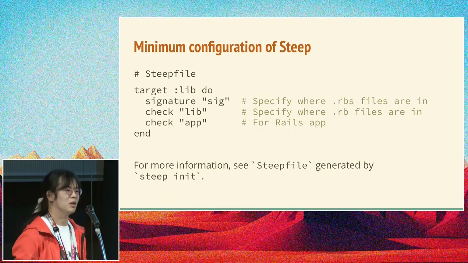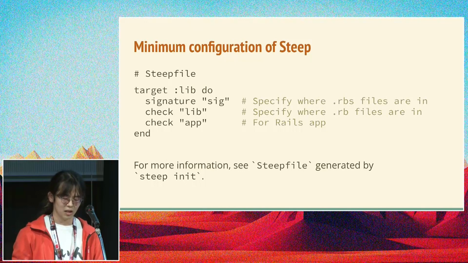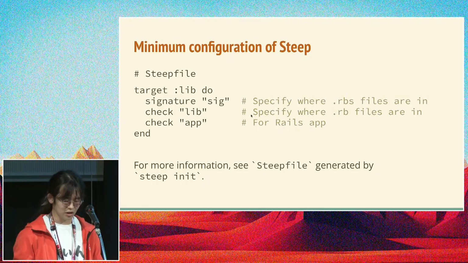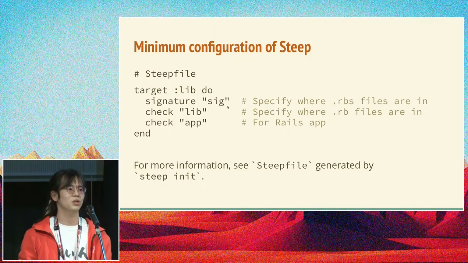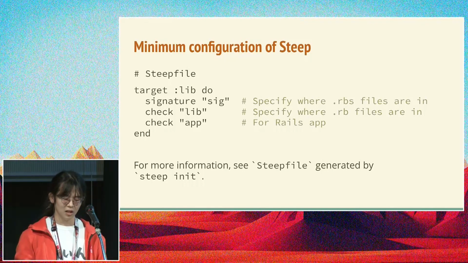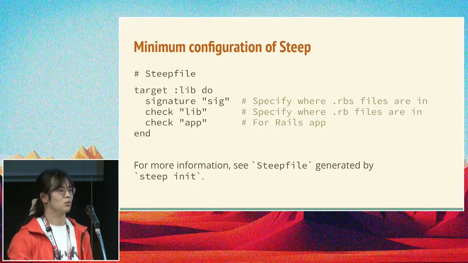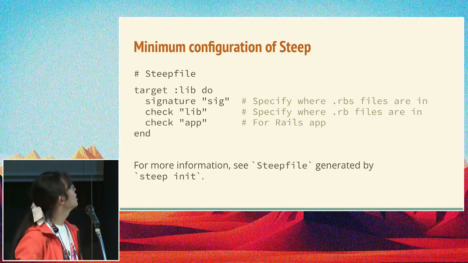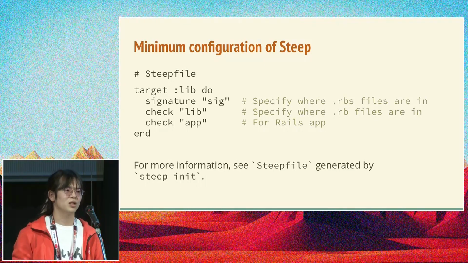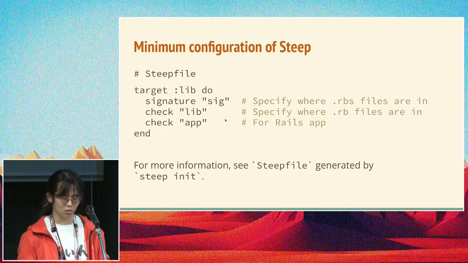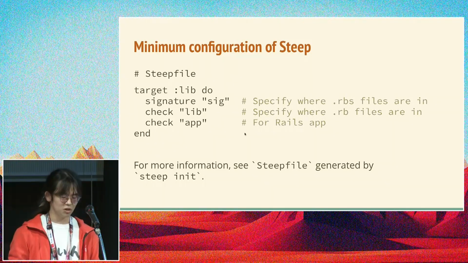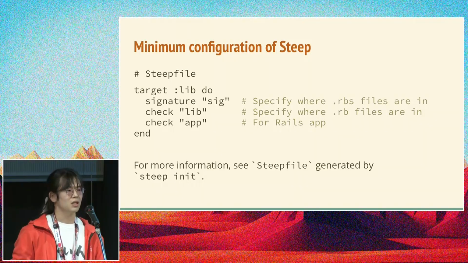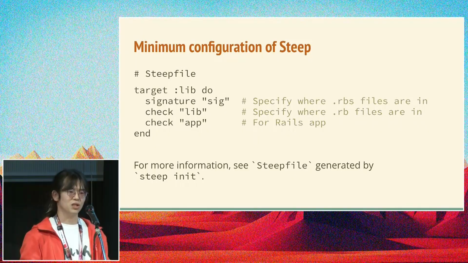Now, the configuration of Steep. This is the minimum configuration of Steep to run. And what it is doing is as follows. First, the second line, signature, shows where RBS is placed. In RBS, the sig directory is used, and signature sig is usually written. Then which directory's Ruby files should be checked, so check needs to be written. Through this, lib or app, in the case of Rails, for app, directory check can be executed.